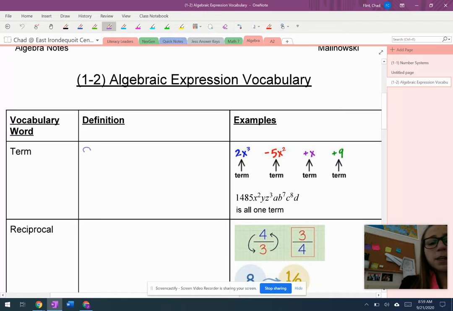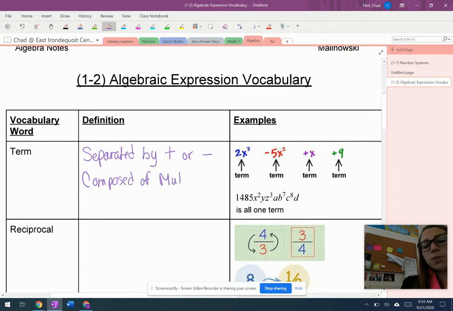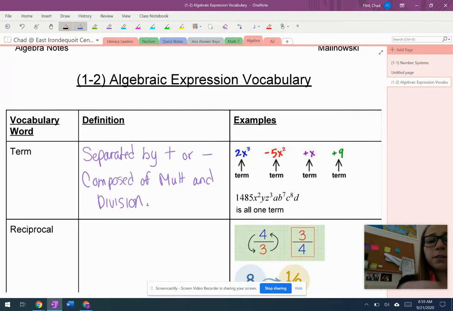A term is separated by addition or subtraction. They are composed of multiplication and division. So you'll see in the example over here, this would be like starting with the full expression 2x cubed minus 5x squared plus x plus 9. So that full expression has 1, 2, 3, 4 terms.